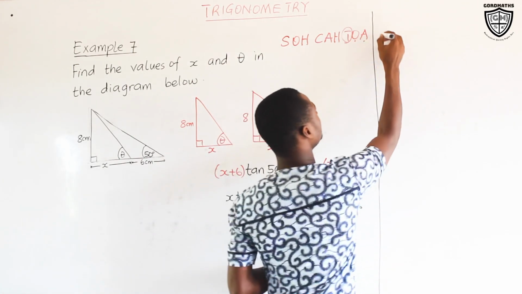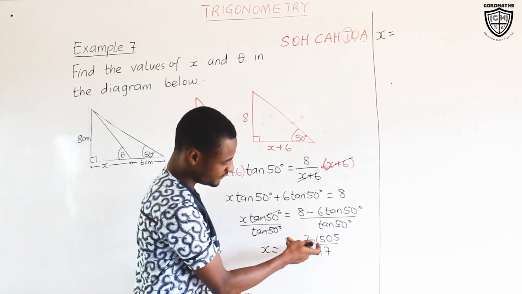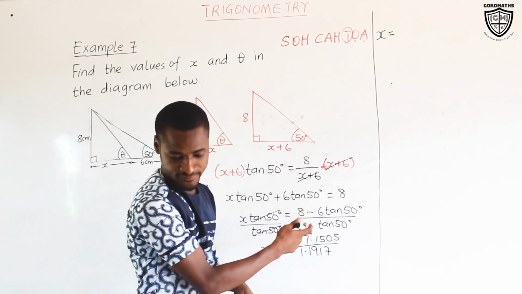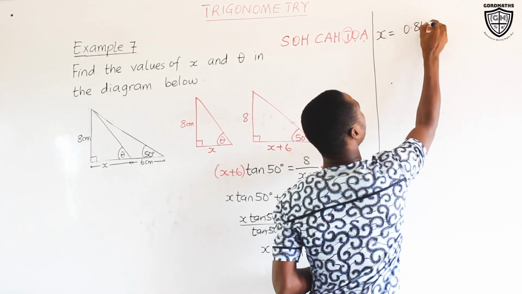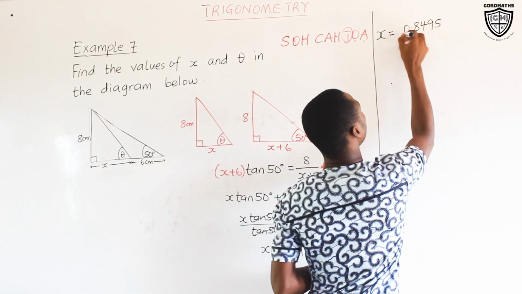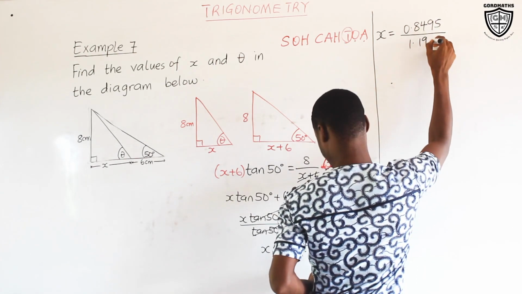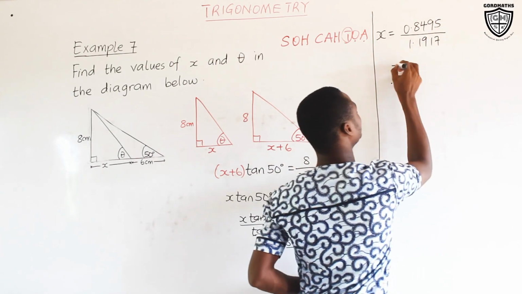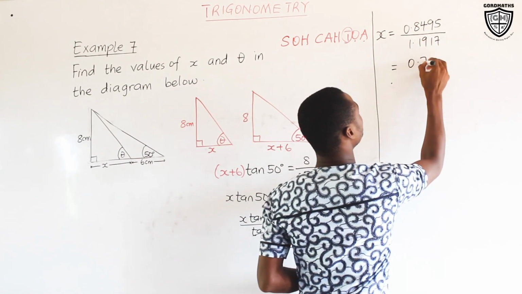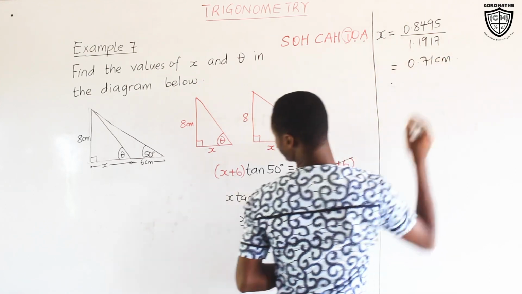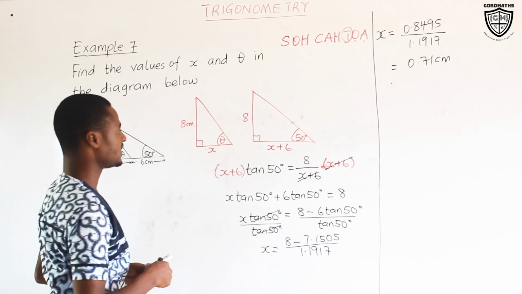So from this we will have x to be equal to 8 minus 7.1505 will give us 0.8495 all over 1.1917, and that will give us x to be equal to 0.71 centimeters, since the sides are given in centimeters.